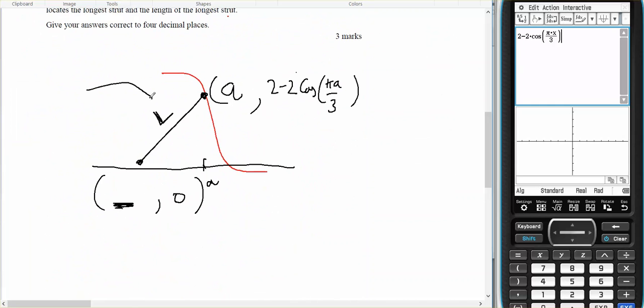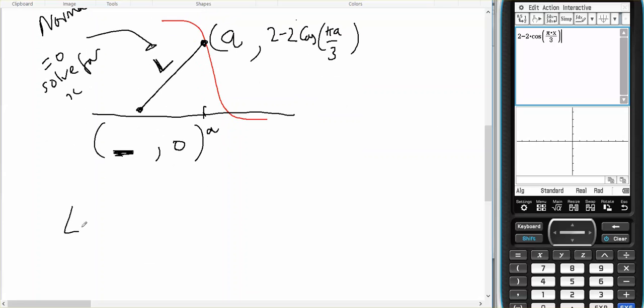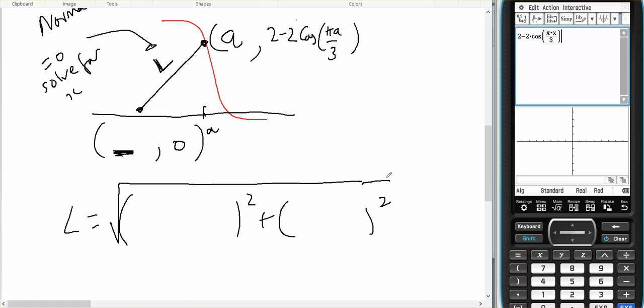So I'm going to use the calculator to find the normal, and set the normal equal to 0 and solve for x. And my length will be the square root of A minus whatever the x-intercept is, squared, plus 2 minus 2 cos of pi A on 3 minus 0, squared.